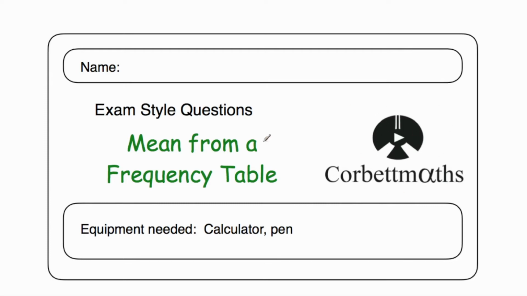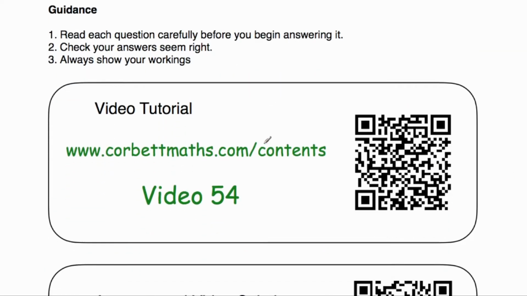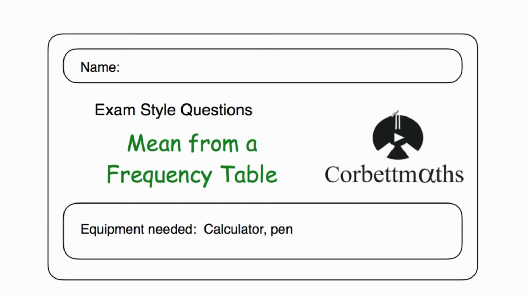In this video, we're going to look at the video solutions to the mean from a frequency table practice questions. If you need any extra help on finding the mean from a frequency table, you can watch the video tutorial on corbettmaths.com/contents, and it's video number 54. Alternatively, you could scan this QR code. But in this video, we're going to focus on the video solutions to the practice questions, so let's get started.